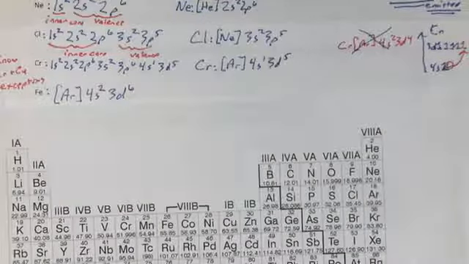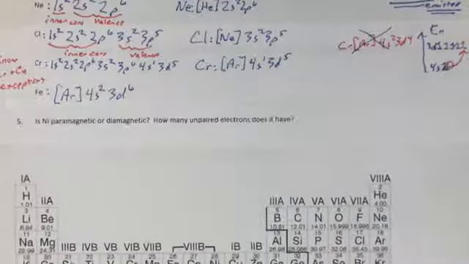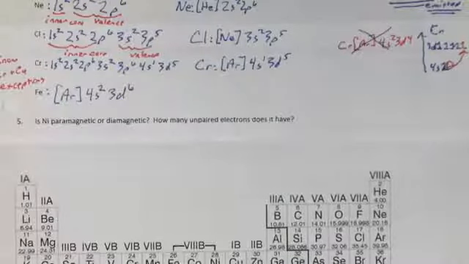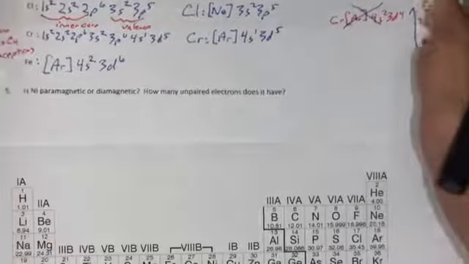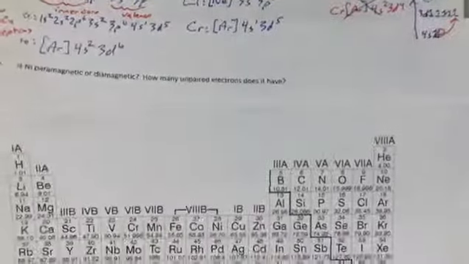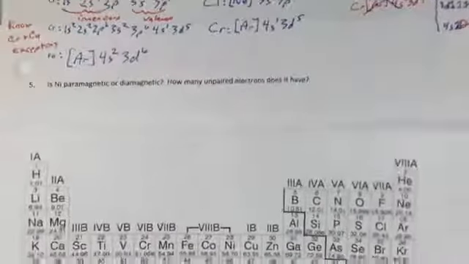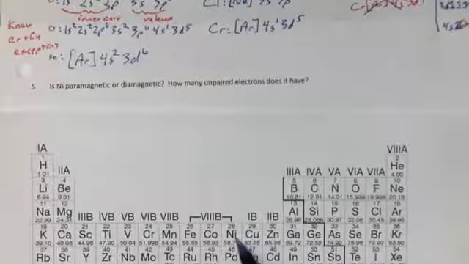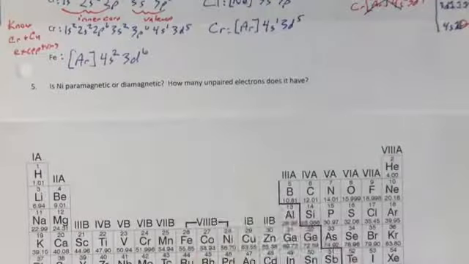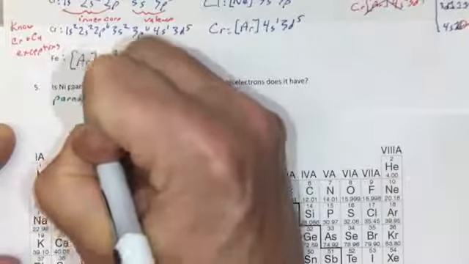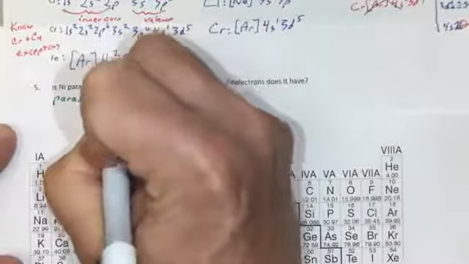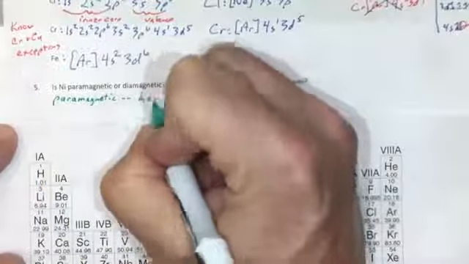Okay, let's look at the next question. The next question asks about nickel, which is element 28. Is nickel paramagnetic or diamagnetic? I want you to know these terms, paramagnetic and diamagnetic. So let's jot those terms down to begin with. The term paramagnetic means it has unpaired electrons.